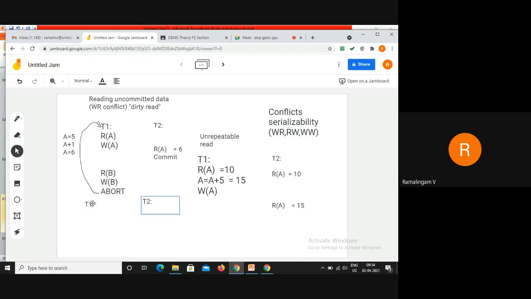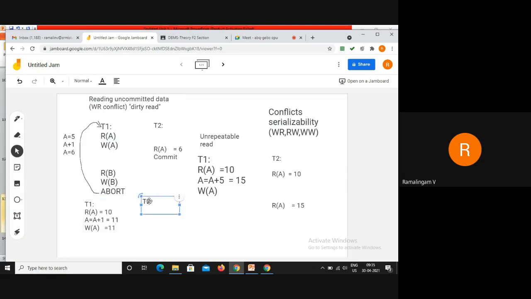In T1, in the write-write conflict, we are reading a value. Account A is initially 10, and we increase the value: A equals A plus 1, so now it is changed into 11. Now we write A, so A is changed into 11.